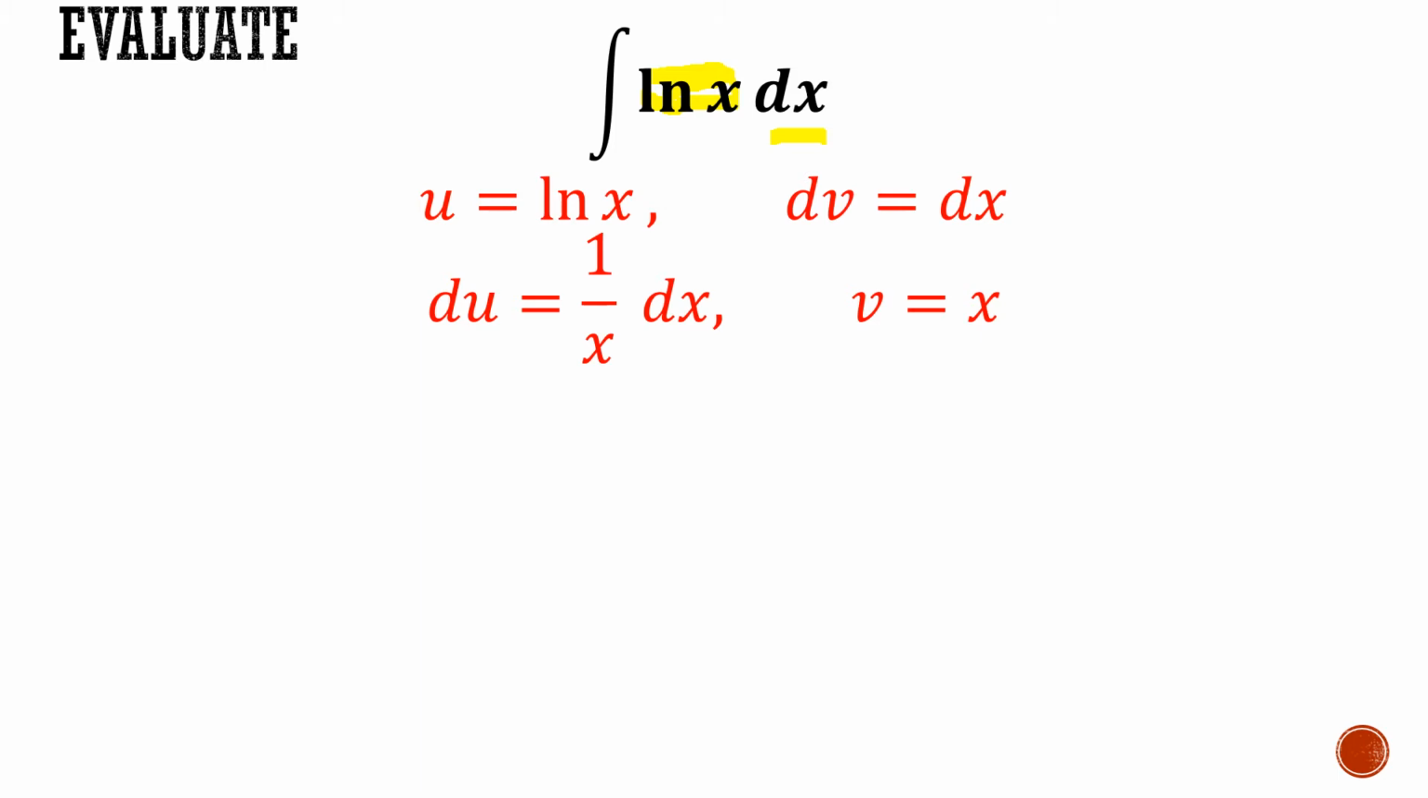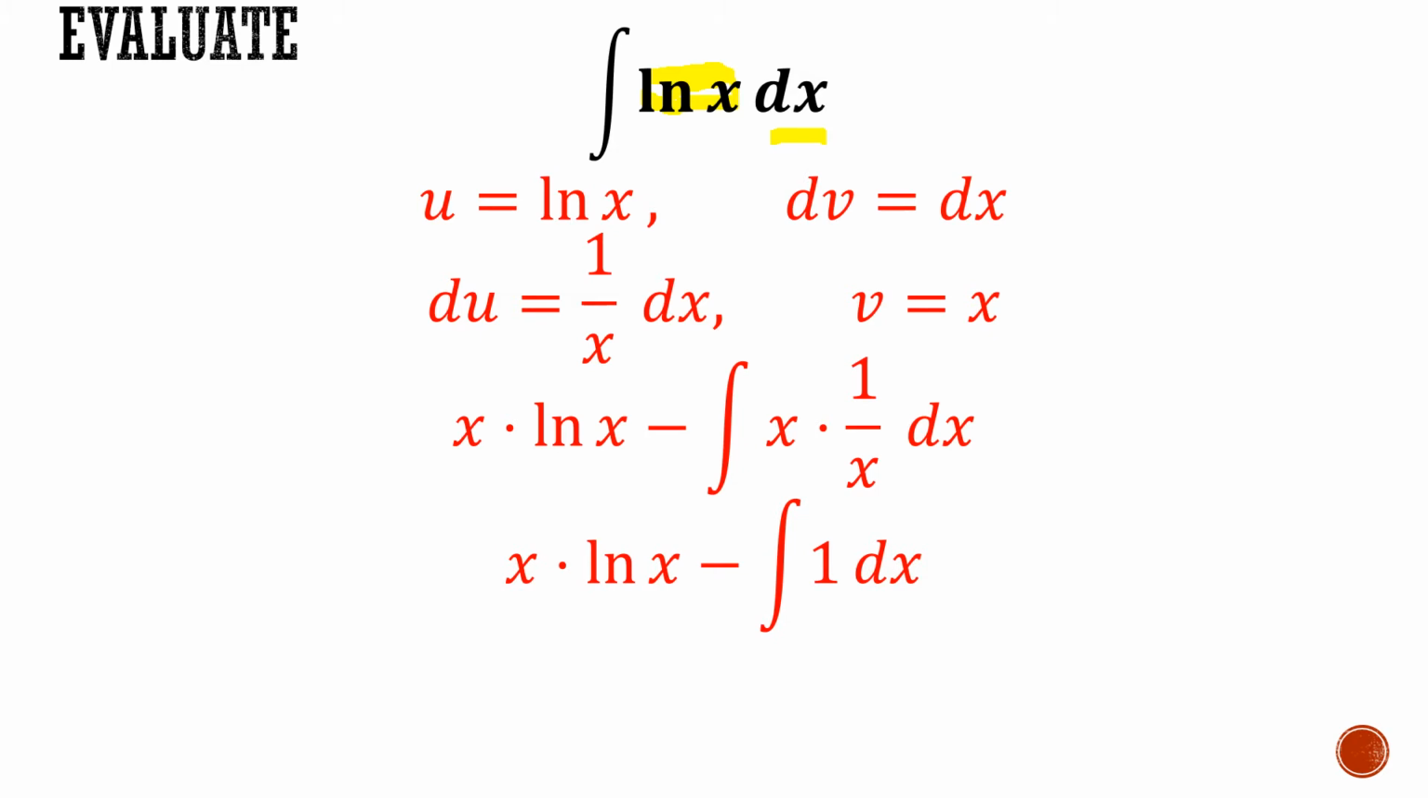Now plugging into my formula, I have uv minus the integral v du, or x ln x minus the integral of x times 1 over x dx. Simplifying that, I have x ln x minus the integral of 1 dx. And I know the integral of 1 is simply x. So my final answer would be x ln x minus x plus c.